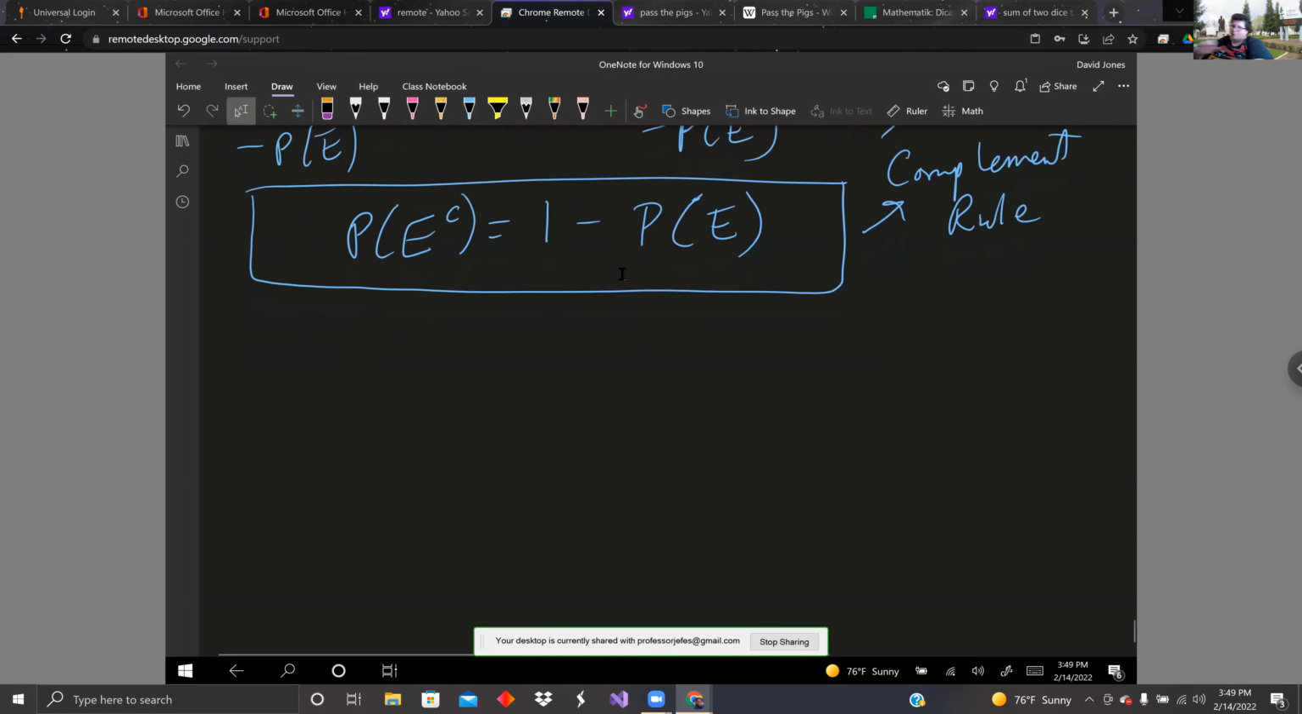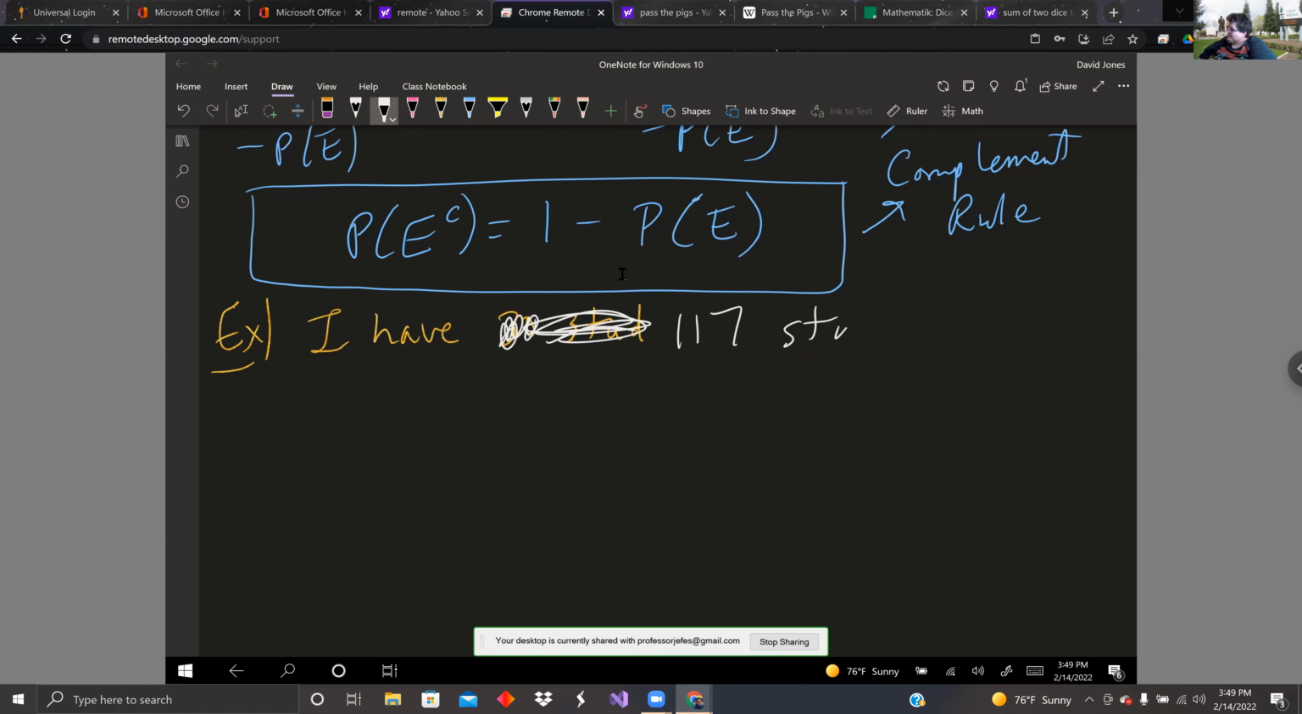You're going to think it's even more magic when we start doing 5.3 and 5.4. Example. I have 30 students. I don't, but let's say I do. Let's say I have 120 students. I have 117 students this semester in stats.